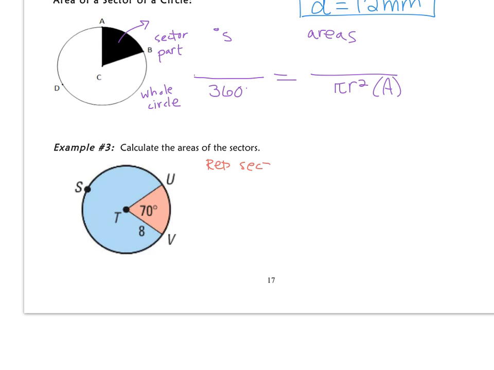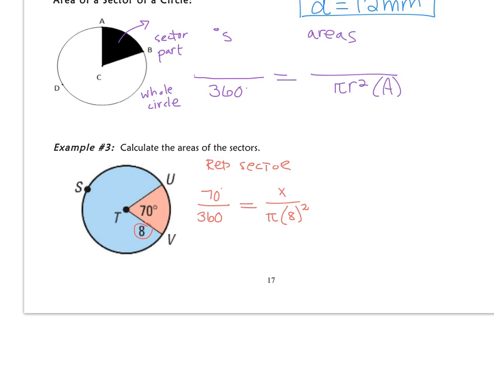I'm going to set up my proportion. Something over something equals something over something. The bottom of the left side, because it's degrees, is always 360. It's the entire circle. And the bottom on the right side is going to be pi r squared. It's the area. So pi, and notice that the radius of this circle is 8, so it's going to be pi times 8 squared. Now, we have the degree measure of the sector, so that's 70.